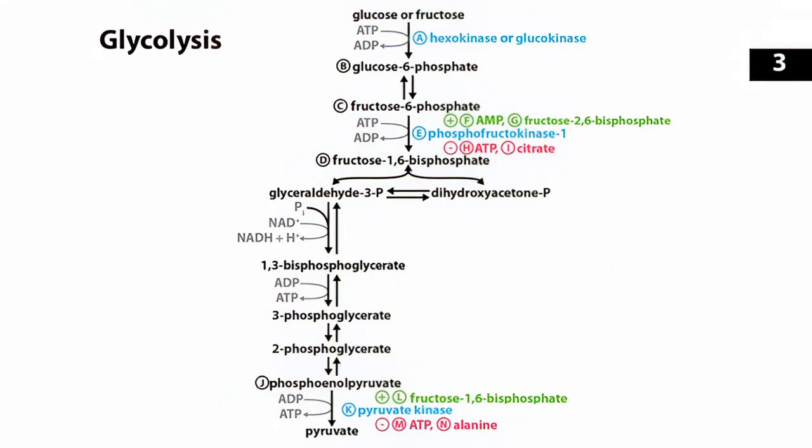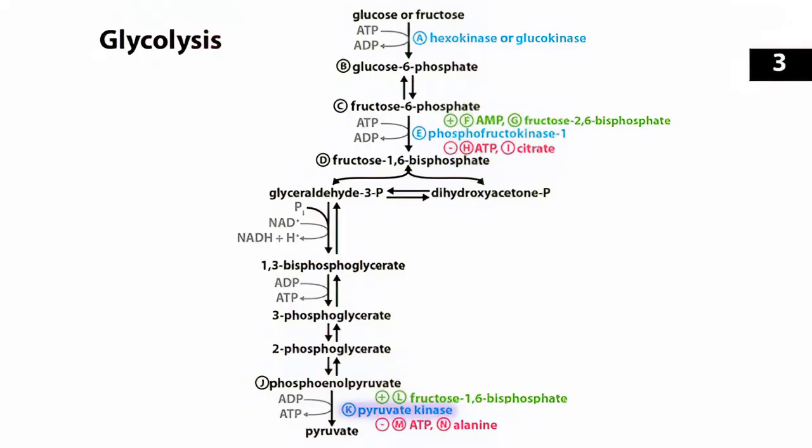So moving on down the pathway, you go from glyceraldehyde 3-phosphate to 1,3-bisphosphoglycerate to 3-phosphoglycerate to 2-phosphoglycerate, and then you get to letter J, phosphoenolpyruvate, or PEP. And the enzyme that converts PEP to pyruvate is letter K, pyruvate kinase. Now this is another heavily regulated step.